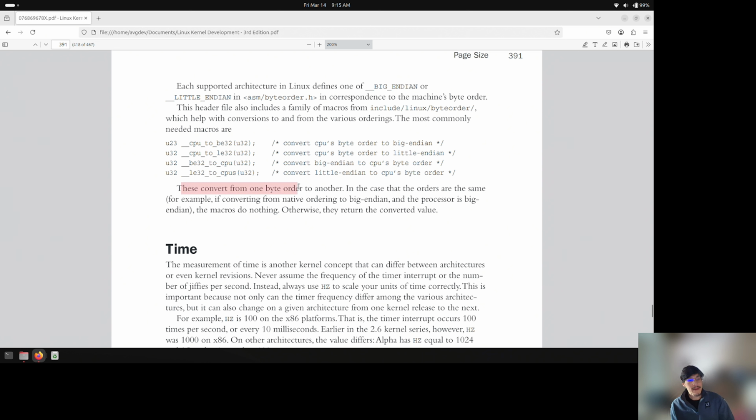These convert from one byte order to another, and in the case that the byte orders are the same, they do nothing. For example, if converting from native ordering to big endian and the processor is big endian, the macros do nothing. Otherwise, they return the converted value.